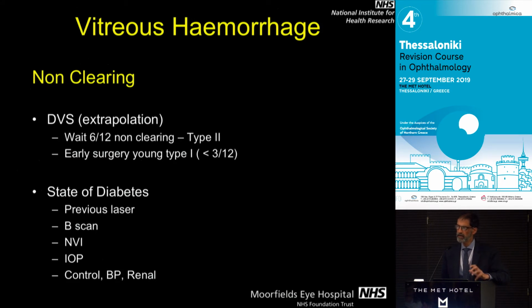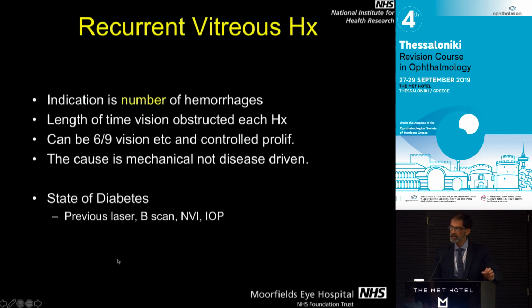So in non-clearing vitreous hemorrhage, the indications in type 1 are to operate within 3 months, and in type 2 within 3 to 6 months. And this is modified by the state of the diabetes, especially if there's problems with IOP control and new vessels on the iris. The second indication in diabetes is a recurrent vitreous hemorrhage. This is because the source is tractional. You need to separate the vitreous from the vessel it's pulling on, and laser won't do that.